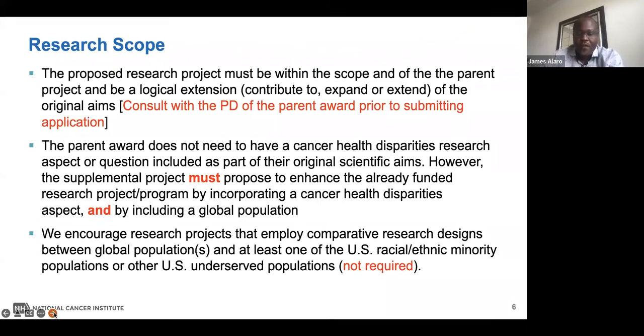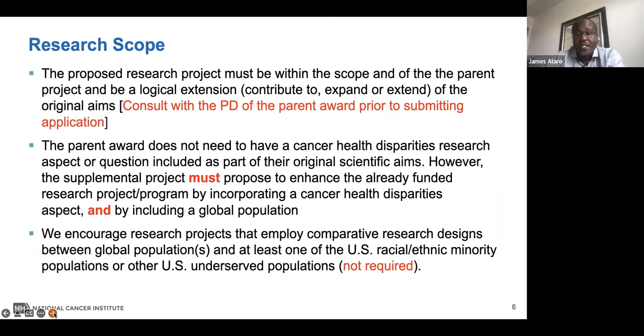I'll go over the research scope now. As clearly stated here, the proposed project, as always with a supplemental funding opportunity, must be within the scope of the parent award. If you have a multi-project award, your supplement will be related to one of those projects, so be clear to state which project the supplement is associated with. It is important to consult either myself or the program director of your parent award to make sure that whatever you're proposing is within scope.